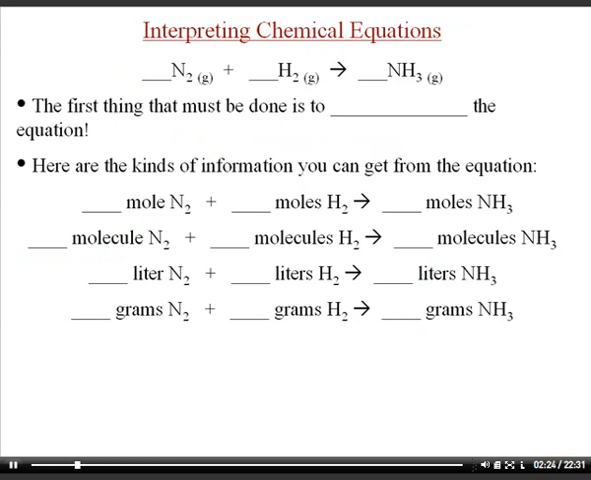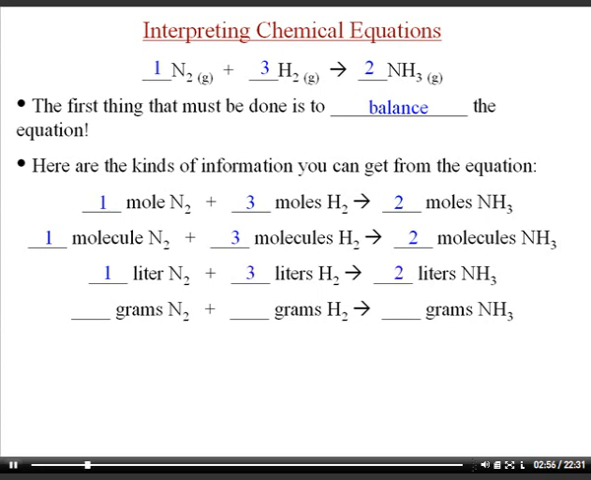We have the formation of ammonia from the elements nitrogen and hydrogen. So the first thing we need to do is balance the equation, and once you have the balanced chemical equation, you can look at the kinds of information that you can get. So we have this ratio of 1 to 3 to 2. Well, that means we have 1 mole of nitrogen and 3 moles of hydrogen, and that produces 2 moles of ammonia. We also can look at the 1 to 3 to 2 ratio as being the number of molecules that react, and it can also be the number of liters that react as long as these substances are gases, which they are.